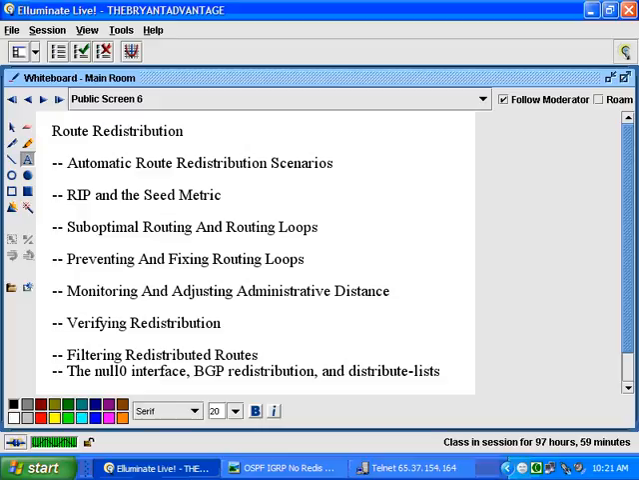And finally, we need to know how to filter redistributed routes, because when we perform route redistribution, we may not want all the routes being exchanged between two protocols. So we need to know how to filter some of them out. That's going to lead into a discussion of the null-zero interface, the dangers of BGP redistribution and things we have to look out for, and distribute lists.